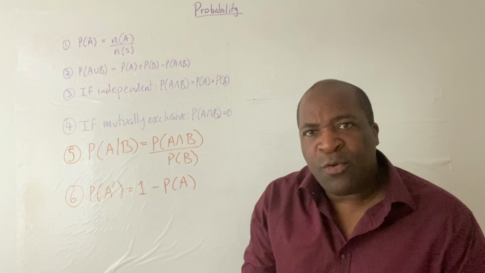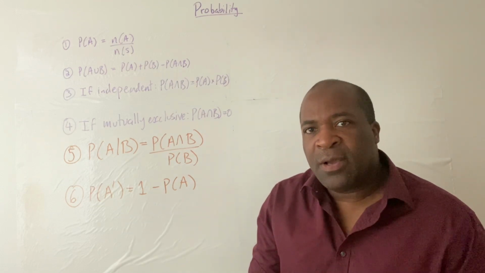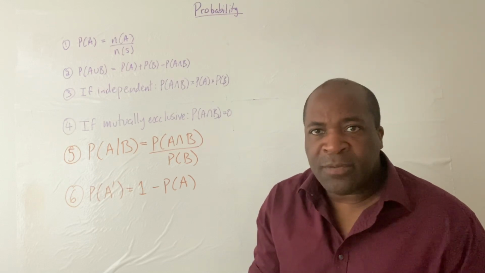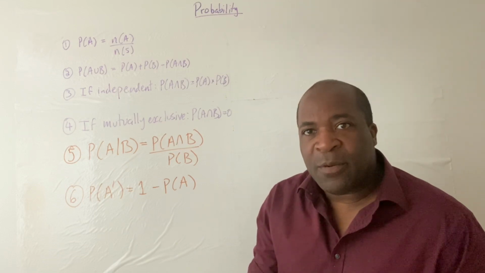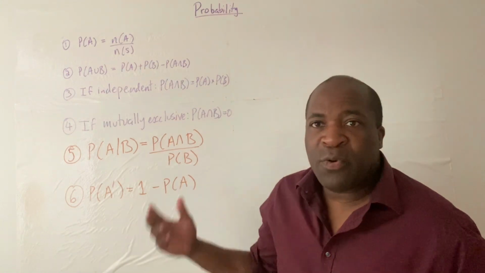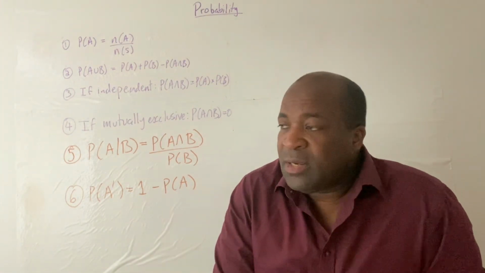This agrees with what we understand probability to be in relative terms: the probability is the number of successes over the number of trials, or the number of favorable events over the number of total possible events. And that is summarized as the number of elements in set A divided by the number of elements in the sample space.